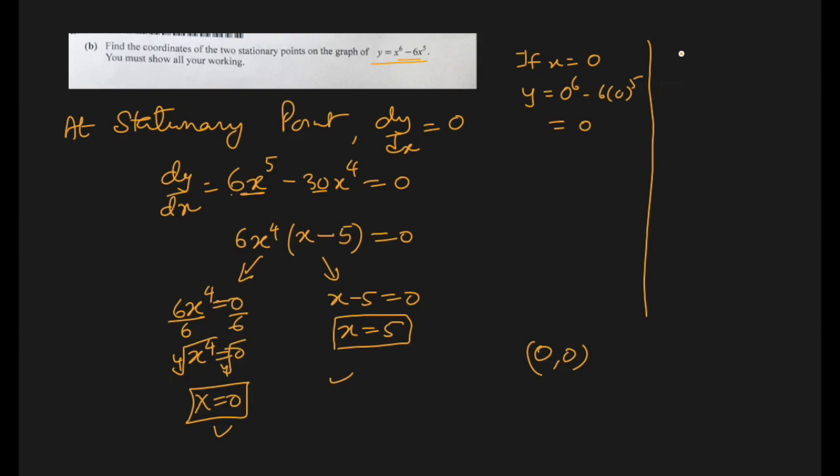Second, let's put 5. So y equal to 5 to the power 6 minus 6 times 5 to the power 5. Okay, 5 to the power 6 will be 15,625, and 6 times 5 to the power 5 is 18,750. It comes out to be minus 3125. Okay, so the second coordinate is (5, -3125).